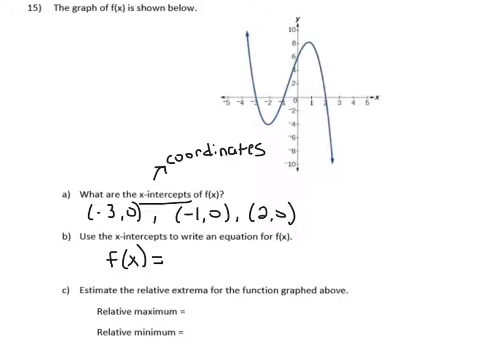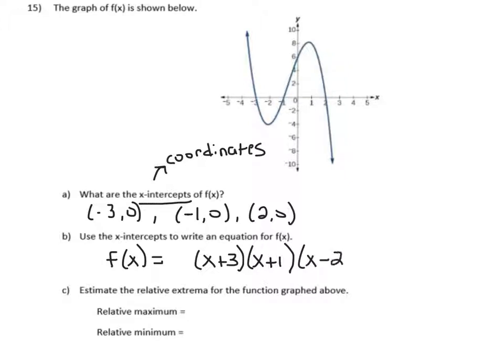All right, so if you guys recall, if we have, let's say, an x-intercept, or let's just say if we have a 0 at x equals -3, then what that means is our function is going to have a factor of x plus 3. If we have a 0 at x equals -1, then our function is going to have a factor of x plus 1. And if we have a 0 of x equals +2, then our function is going to have a factor of x minus 2.